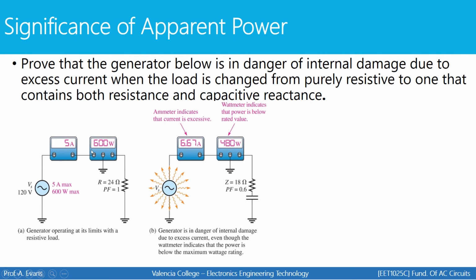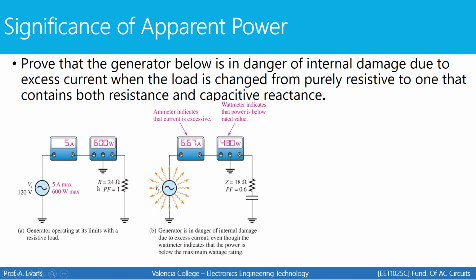Here we have a circuit. We have a resistor connected to a source. The source has a 5 amp maximum rating, 600 watt max, meaning that whatever you connect to the source should not generate more than 5 amps of current or 600 watts of true power.